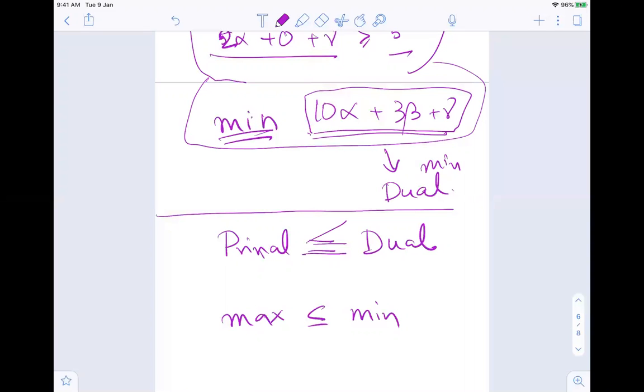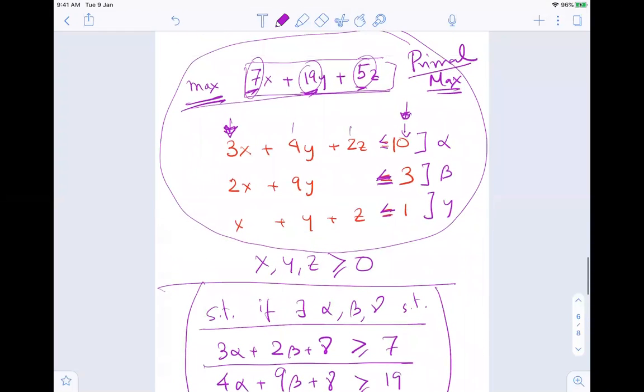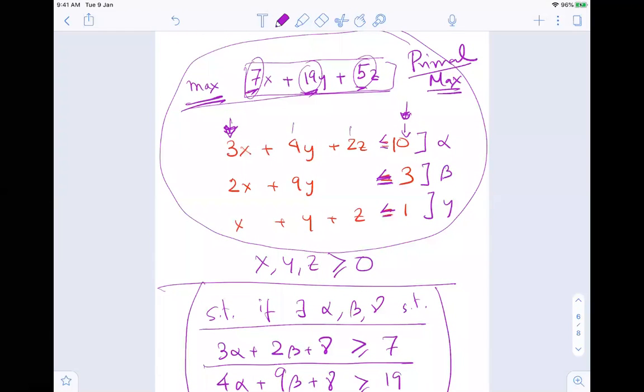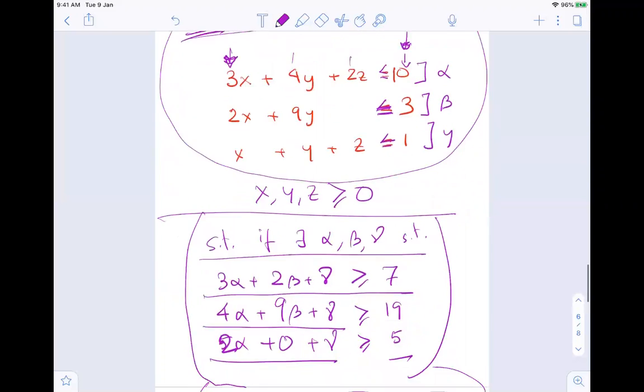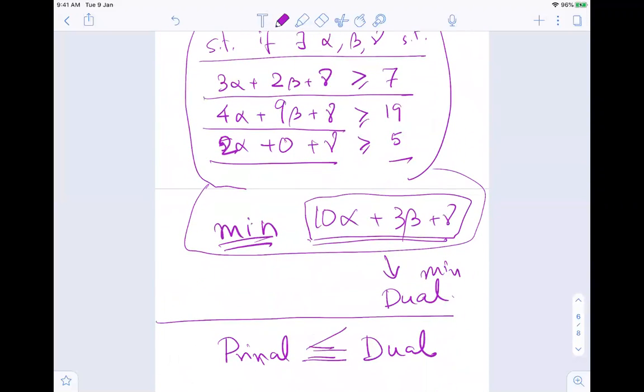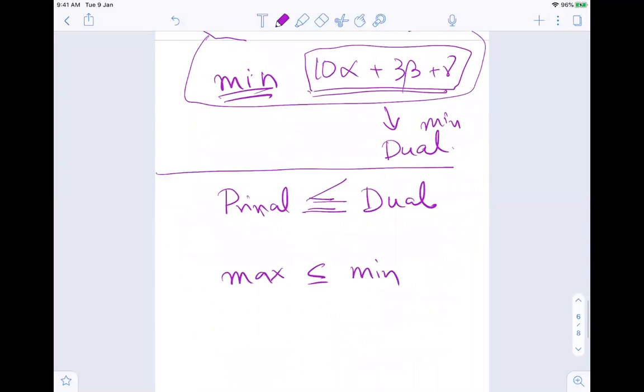If our initial problem was about minimization, then this thing is kind of useless, because it will be the opposite direction. If the original problem, the primal, is a minimization problem, then the dual will be a maximization problem, and then the minimization problem is more than the maximization problem. You can always think of it as max is less than min.